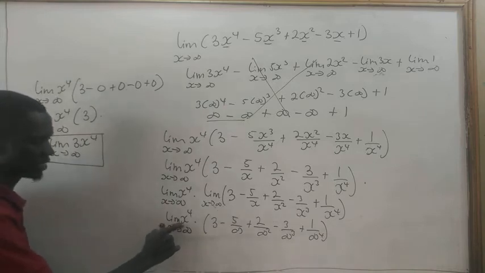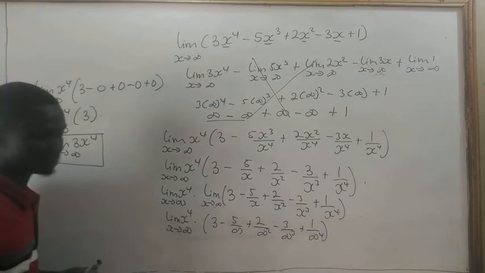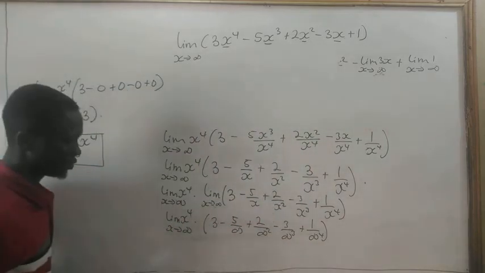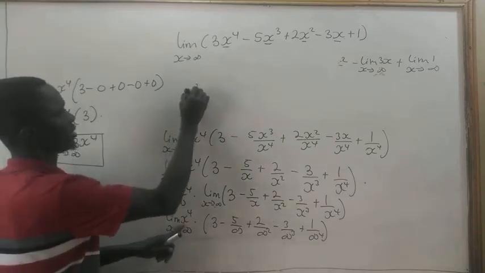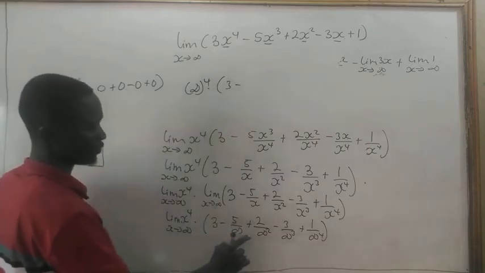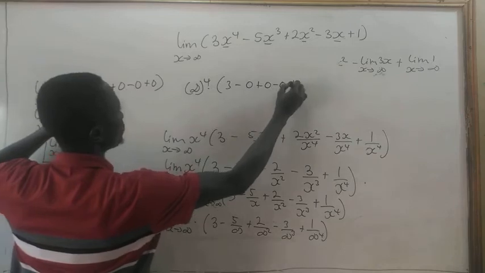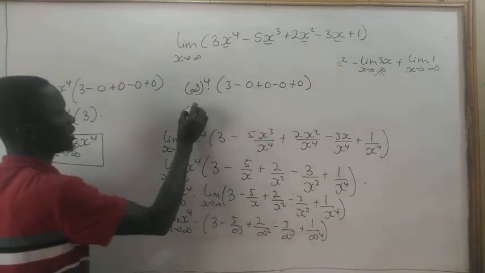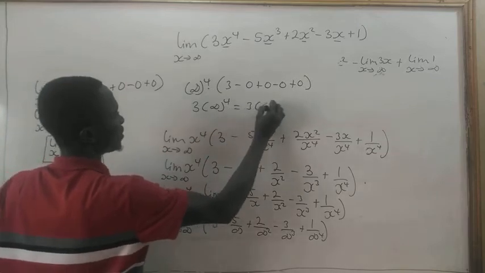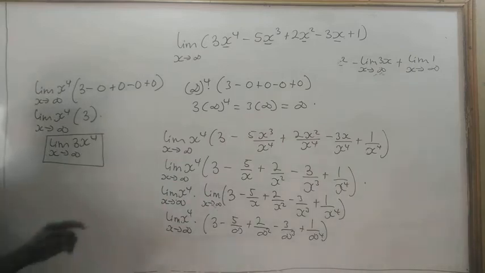So here the limit of this will be infinity. The limit of this will be what? Infinity to the power 4 times 3 minus, we've done this already, so we have 0 plus 0 minus 0 plus 0. And that will be 3 times infinity to the power 4. That is 3 times infinity. That will be infinity. So now, have you seen that?